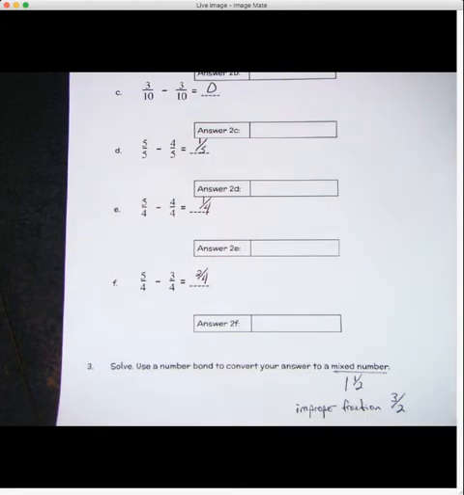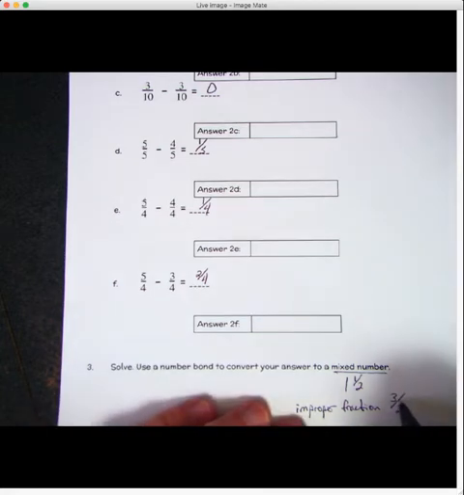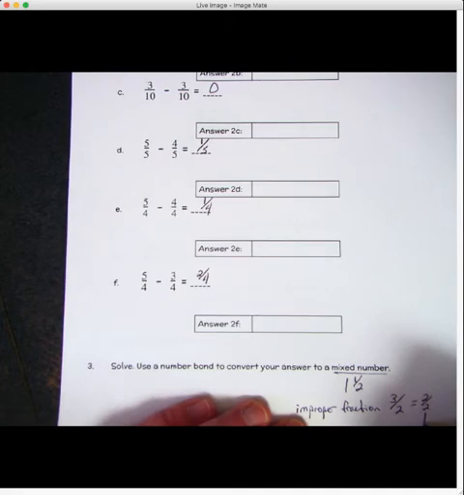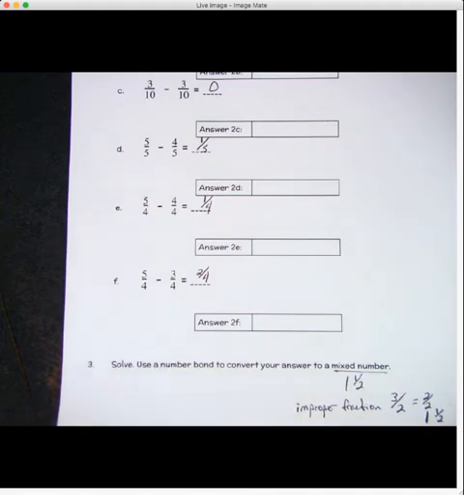Now, using a number bond means I'm going to take 2 of these halves, okay? 2 halves, which is equal to what? That's equal to 1. And if I took 2 halves away from 3 halves, how much would I have left? I would have 1 half left. So 1 and 1 half.